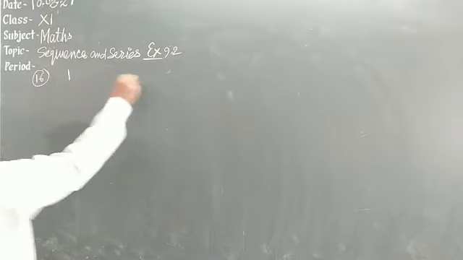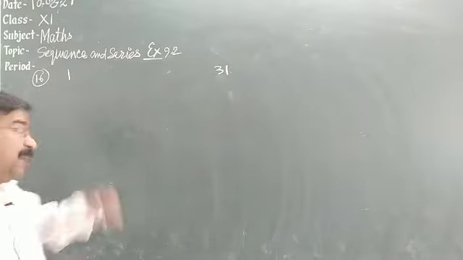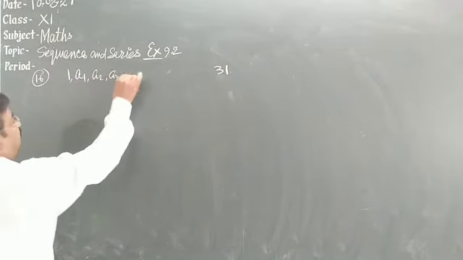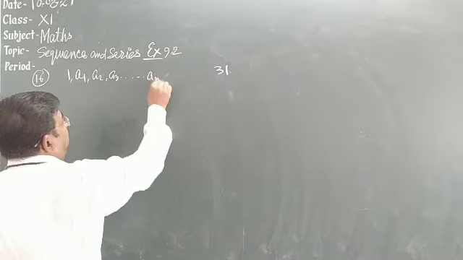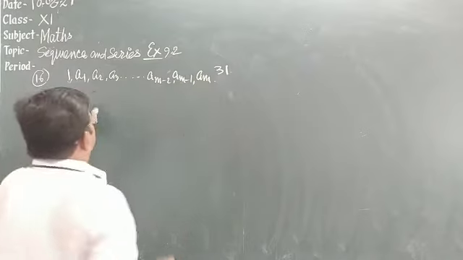Question number 16 is: between 1 and 31, m numbers have been inserted in such a way that the resulting sequence is an AP and the ratio of the 7th number and the (m minus 1)th number is 5:9. Find the value of m. Between 1 and 31, m numbers have been inserted. I am writing a1, a2, a3, and so on. This is a(m minus 2), this is a(m minus 1), this is a(m). M numbers have been inserted.